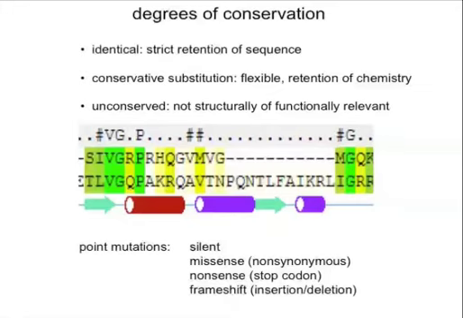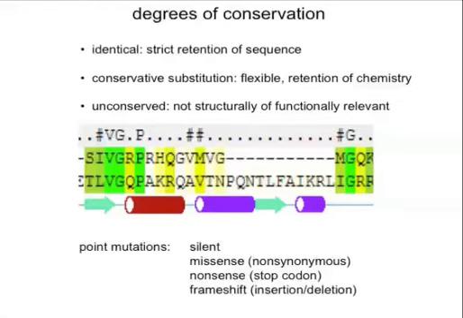So we can then compute a degree of conservation between two sequences, and we can say, well, we got an identical sequence. Those have strict retention of sequence. Usually the identity is going to be restricted to certain parts of the protein and not others, perhaps. But we'll also have conservative substitutions. As I said, we can be flexible in what kinds of substitution we can carry out as long as we retain the proper chemistry. There are sequences that will be unconserved, and apparently there is no structural or functional relevance to these regions of the sequence in which we see no conservation.